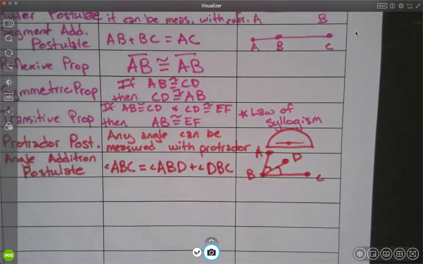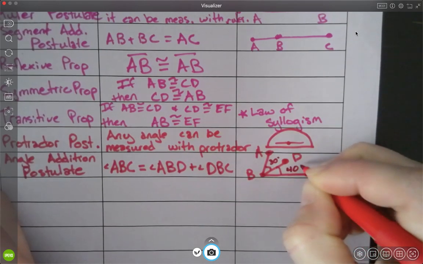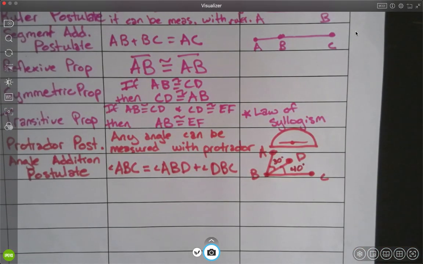Those two guys. Now, they may or may not be exactly the same size, but those two added together make up the whole thing. So I would say that, like, if this guy is 30 degrees and this guy is 40 degrees, how big is the whole thing? 70, right? You add them together to get the whole thing, okay? That's what the angle addition postulate says. Kind of like the segment addition postulate. Very, very similar. Okay? All right, so let's go to example one real quick.